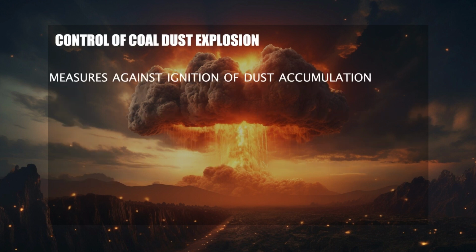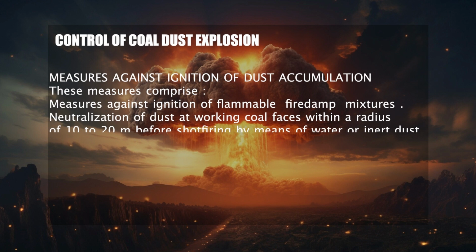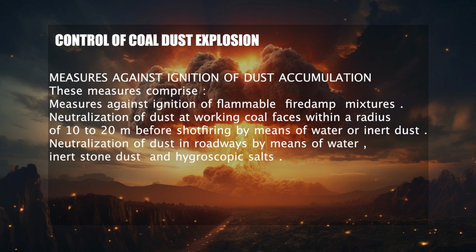Measures against ignition of dust accumulation. These measures comprise measures against ignition of flammable fire damp mixtures, neutralization of dust at the working coal face within a radius of 10 to 20 meters before shot firing by means of water or inert dust, and neutralization of dust in roadways by means of water, inert stone dust and hygroscopic salt.